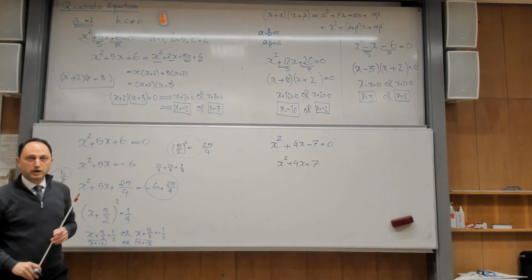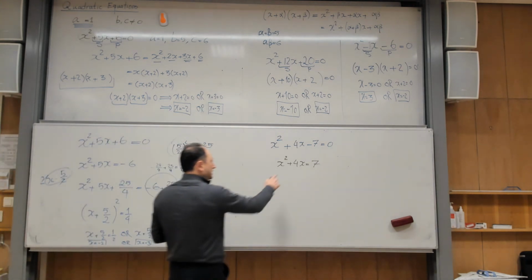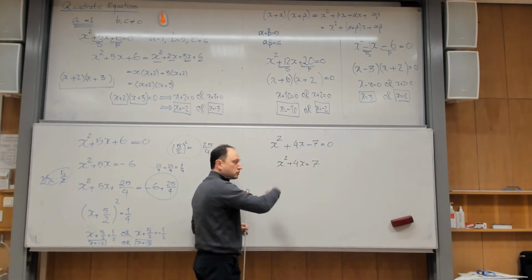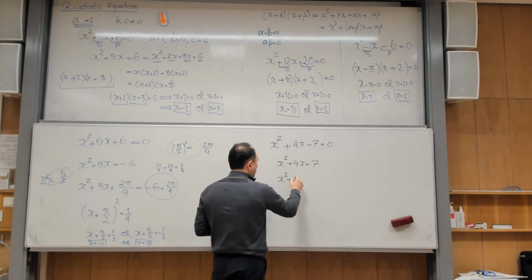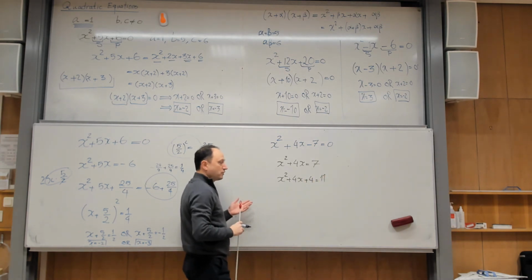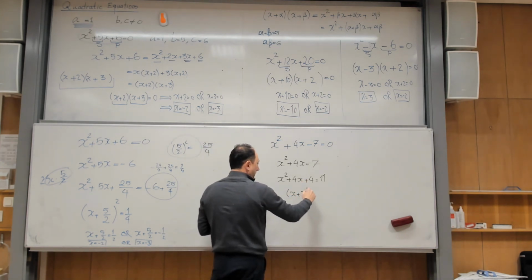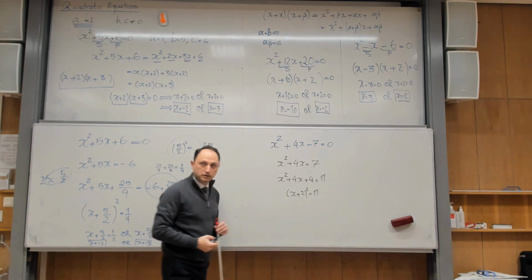What is the number that we have to add here? 4, yes? Because this number divided by 2, squared. So it is x squared plus 4x plus 4. And then let me add 4 to the other side, it becomes 11. And now you realize why it was not easy to guess. This becomes the pattern, but this becomes 11.